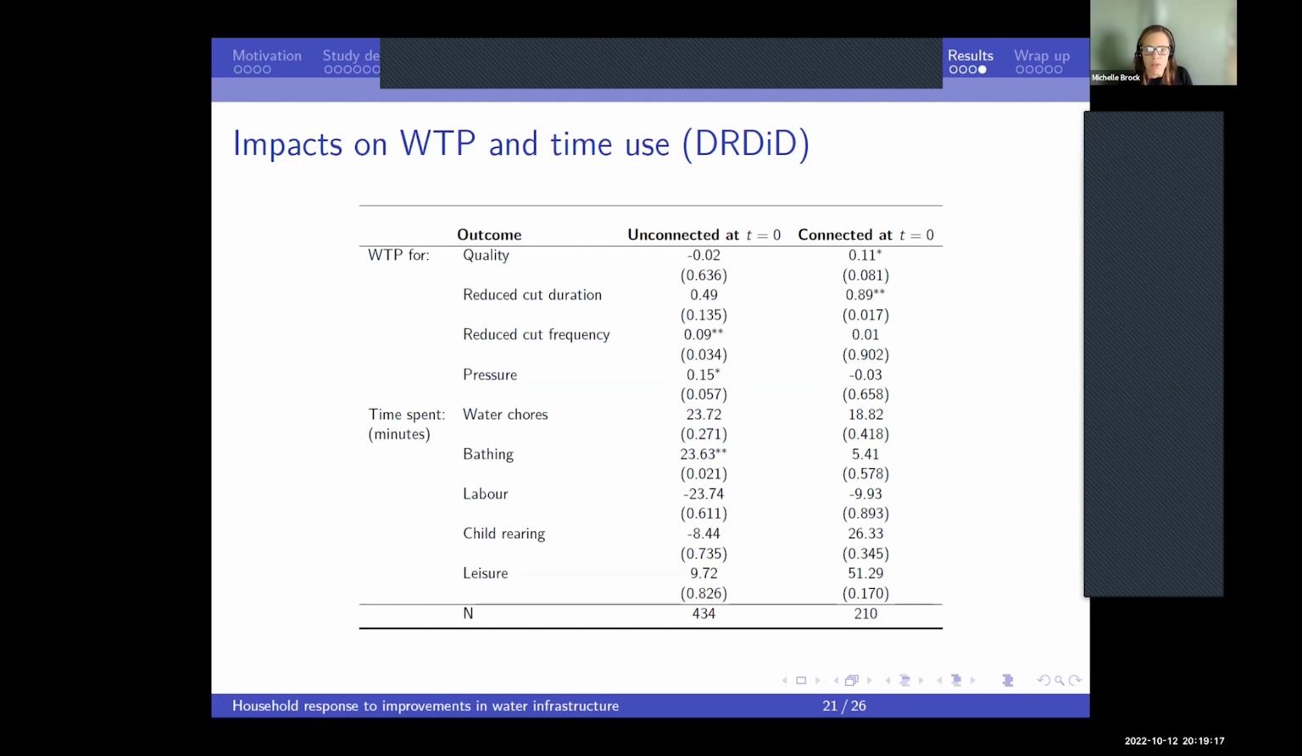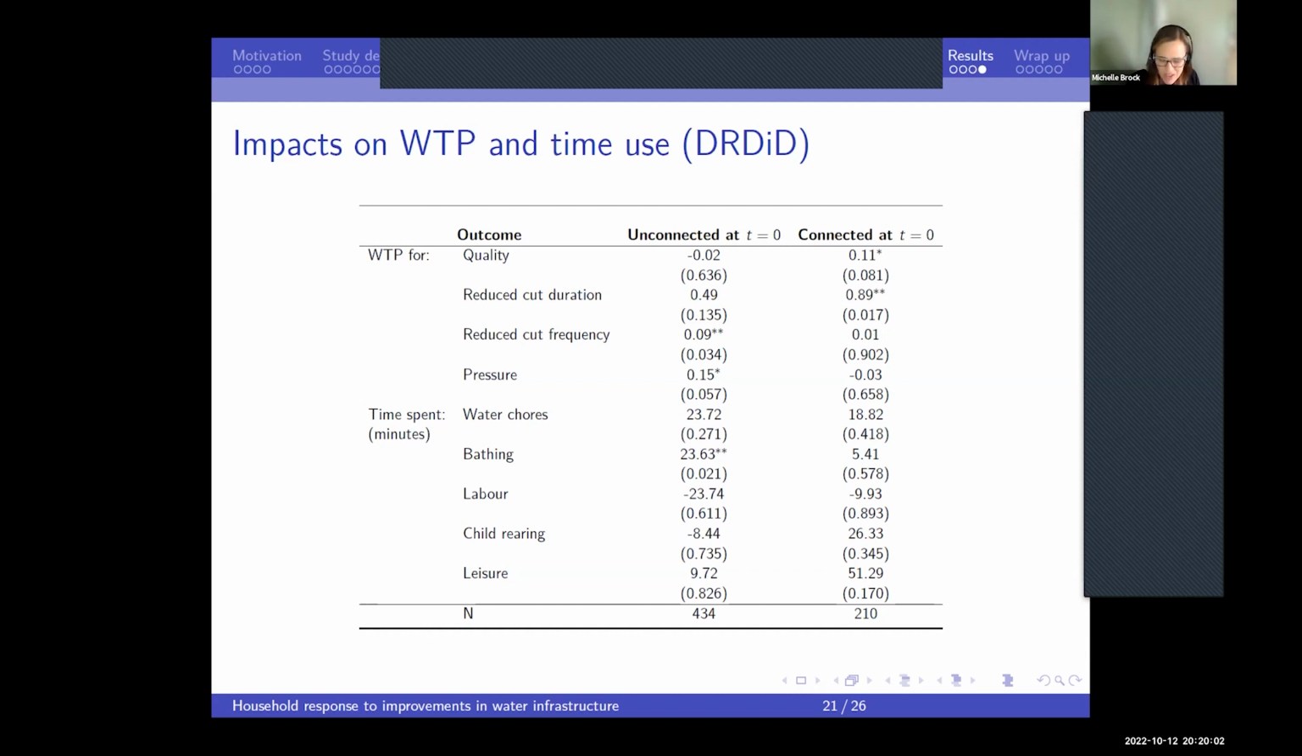Among those who adopted TAPs and the water provided by the utility company, the willingness to pay changed for the other two attributes of the service. So that group, the treatment, increased their willingness to pay for reduced frequency of cuts and improved water pressure. And this seems somewhat mysterious, but when we look at the time use data, we find that the only category of time use that the treatment created changes in is bathing.